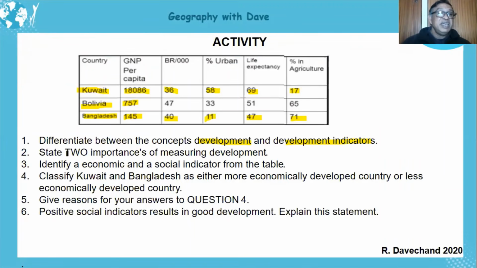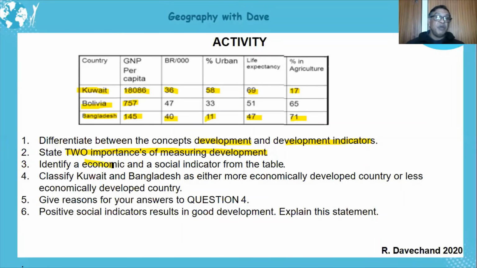State 2 importances of measuring development. Straight from the notes, learners. Can you see? It shows you the level of development. It shows you areas or challenges that are experienced in which areas when you look at development indicators. And it also allows you to look at strategies. Then why is that area low? You start investigating. There's so many, taken straight from the notes.